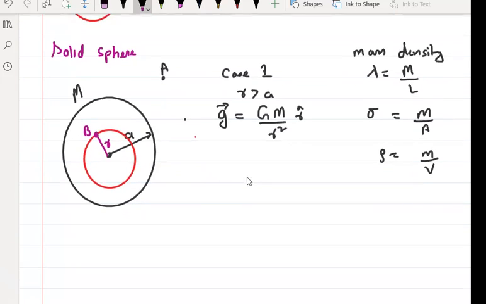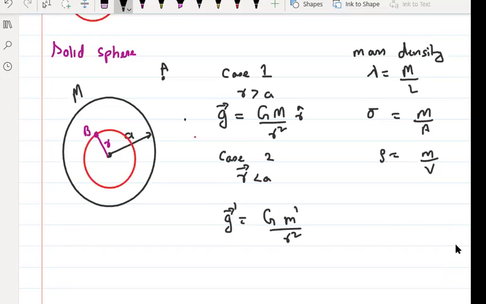Now, case 2, where R is less than A. Now, don't you think that the formula should be the same? Why should the formula change? The formula of g should be the same. It should be G M dash by R square. Agree? Or I'll just write it as g dash. Don't you think the formula should be the same? The basic formula will not change. It will be the same. Now tell me, what has changed here? What do you think?